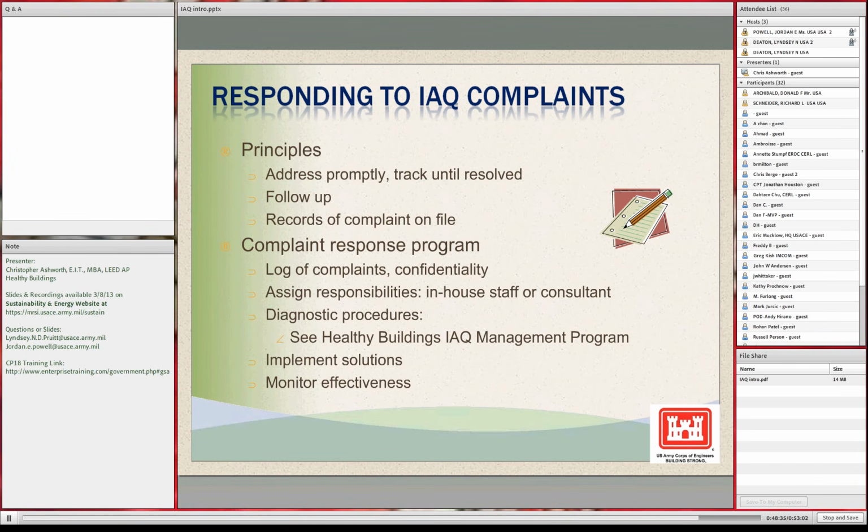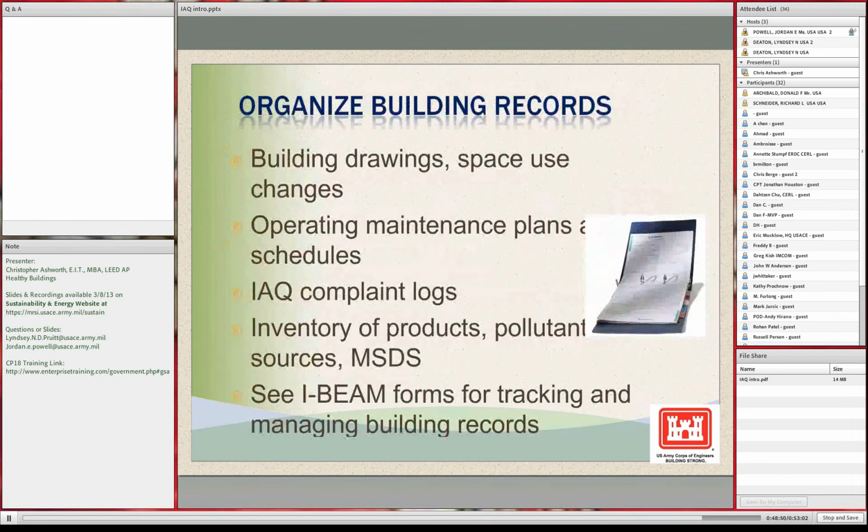Okay, we have another question from Donald Archibald. He thinks that it is important to mention that Army bases have industrial hygienists that are a great source of information for IAQ problems. So thank you, Donald, for sharing that information.